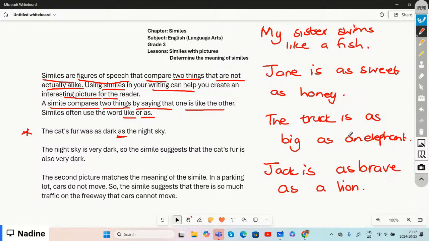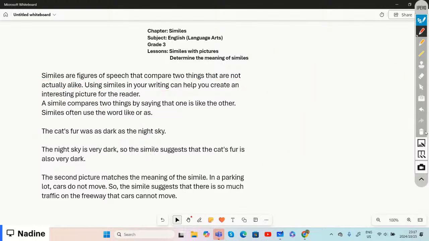All right. So now we're going to aplusstudents.ca, and we're going to go over the lessons of similes with pictures, and we're going to determine the meaning of similes.